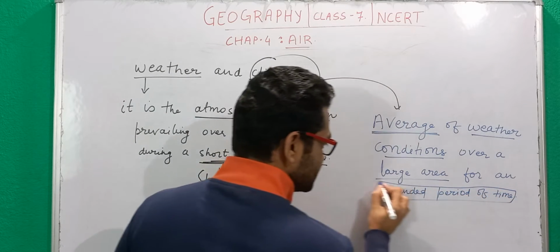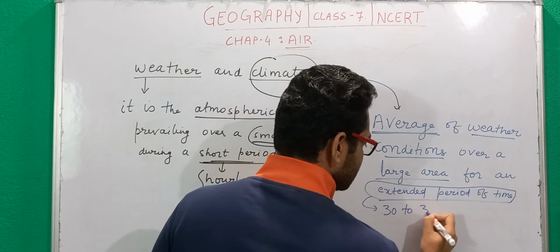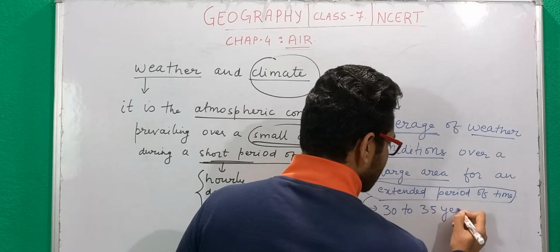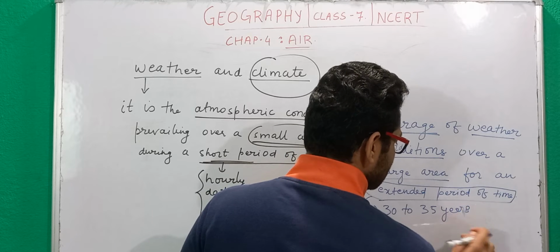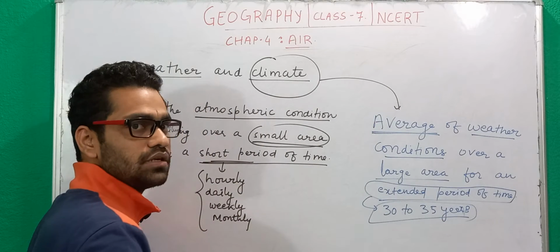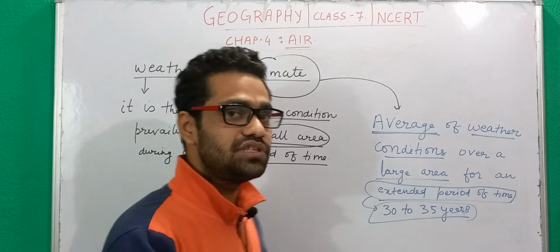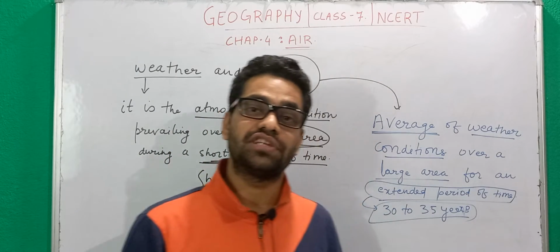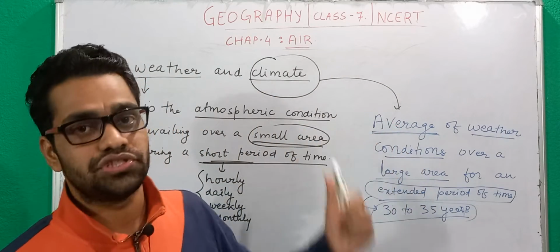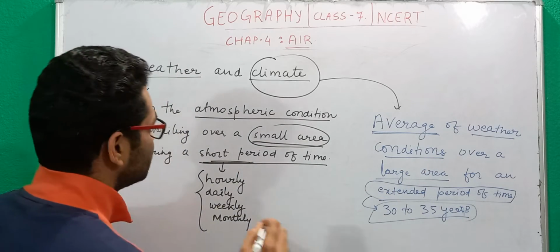And when I say extended period of time, basically I am trying to tell you that it is from 30 to 35 years average we calculate when we try to find out the climate of a place. And when we say climate, you see, climate is of a large area. It's for an extended period of time we take the average of weather conditions. Let's try to understand here.